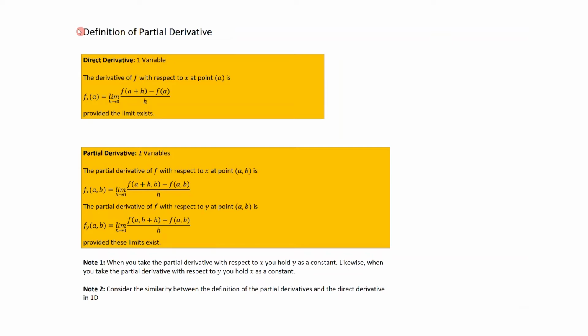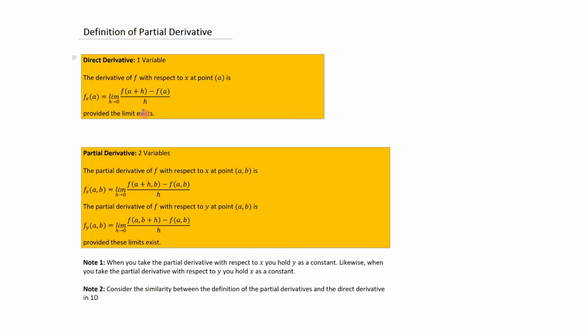And the definition would be a limit. It's a limit where you're evaluating the function at some distance slightly larger or smaller than the point of interest, minus the value at the point of interest, divided by this small distance h, and then you let h go to 0. All right, so this particular derivative will exist provided the limit exists.